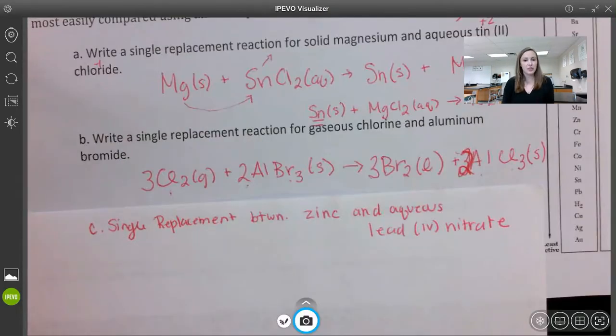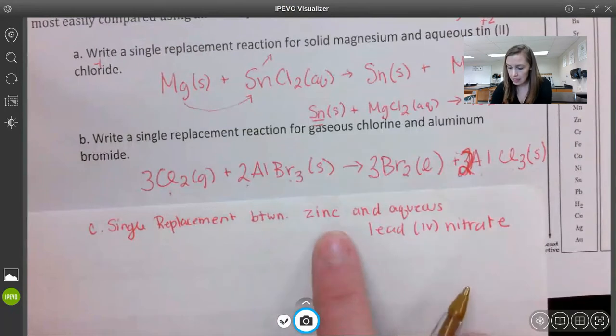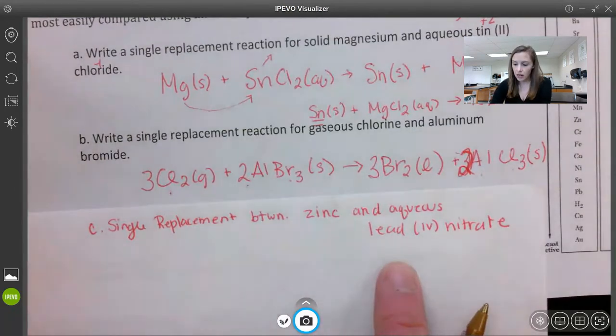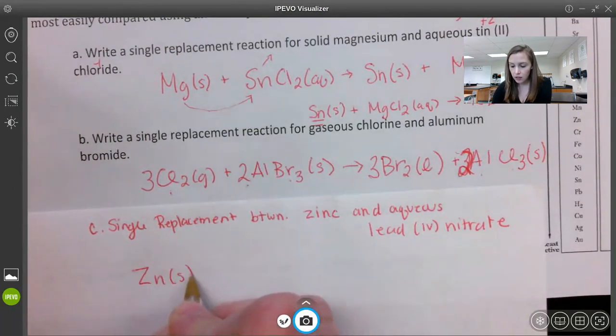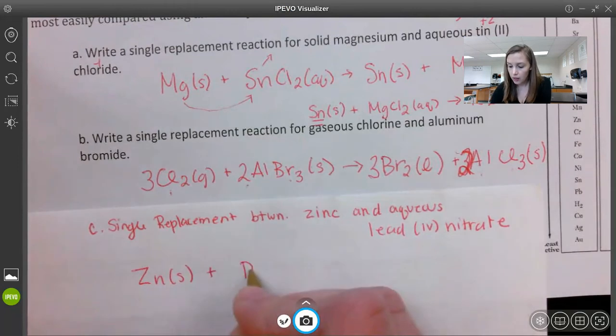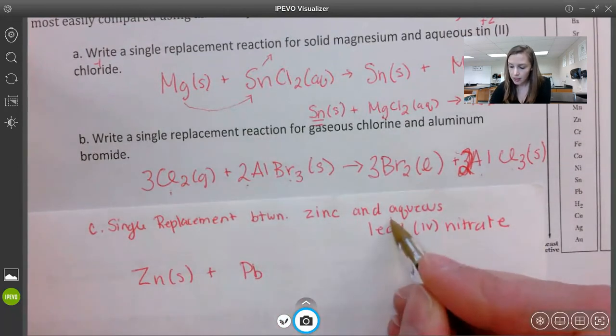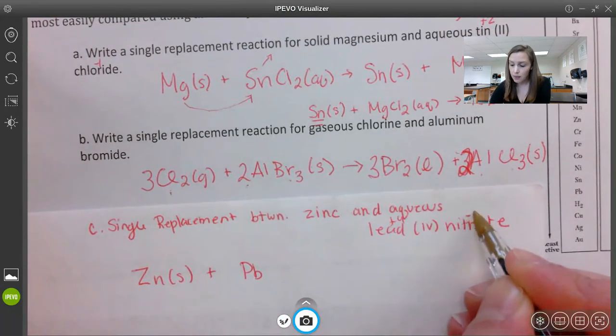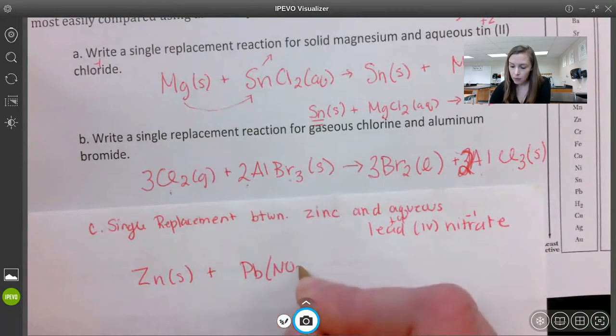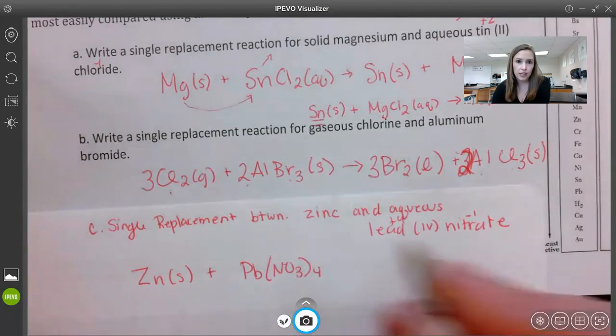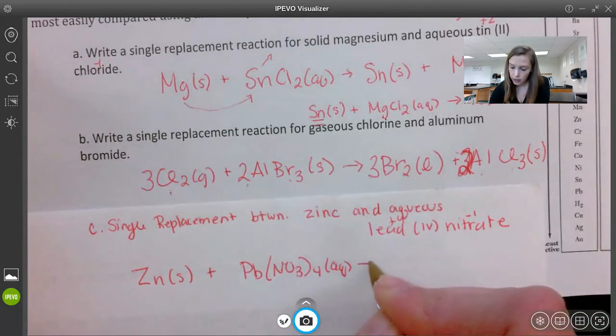Okay, our last reaction, which is a little bit different than in your packet, I just wanted to make a change because it's going to be more similar to what you're going to see in class. We're going to do a single replacement reaction between solid zinc and then our aqueous lead-4 nitrate. Zinc is higher than lead on Table J, so this reaction can occur. We're going to have solid zinc, and then I'm going to write Pb, which has a +4, nitrate, our polyatomic ion, has a -1. So that means I'm going to need 4 of our nitrates there. And then this is going to be aqueous.